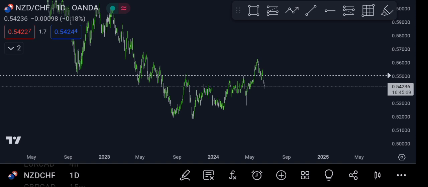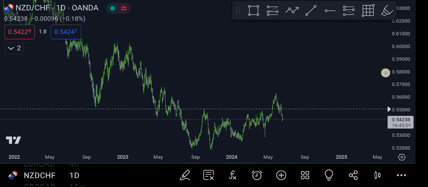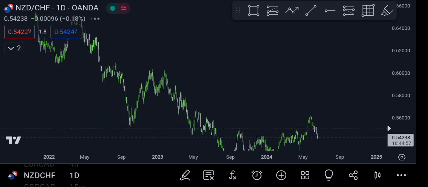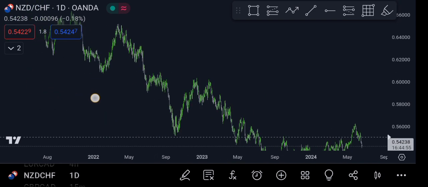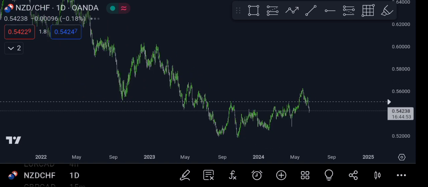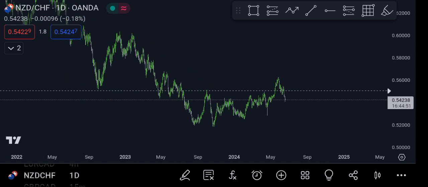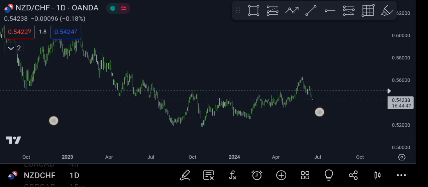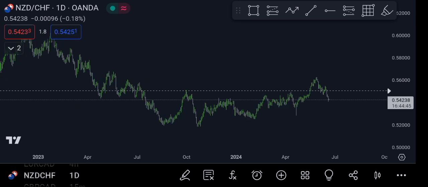Okay, guys. For our next pair, we have NZD-CHF. As you can see, we'll also start on the daily time frame. NZD-CHF has been on a downtrend on the daily time frame. So we need to mark our structure on the daily time frame, guys. Let's zoom in a little bit.